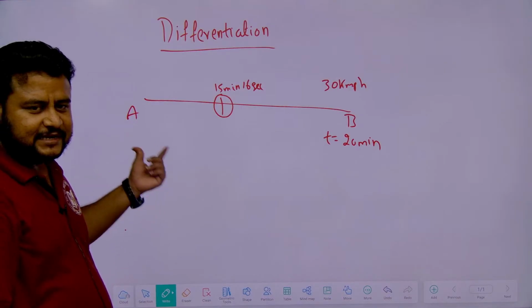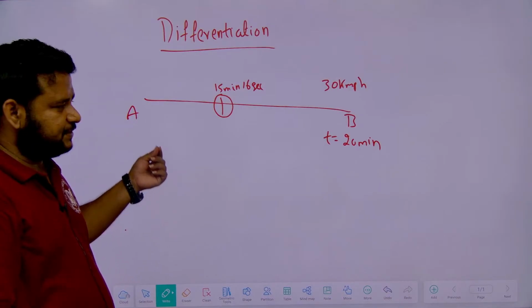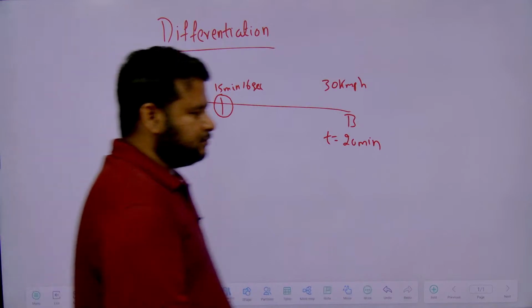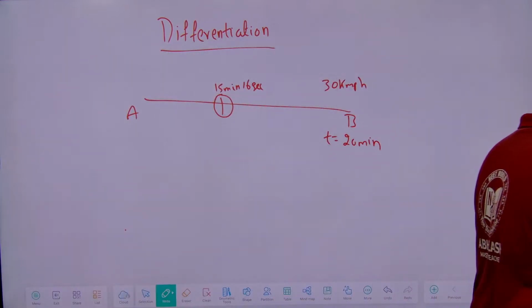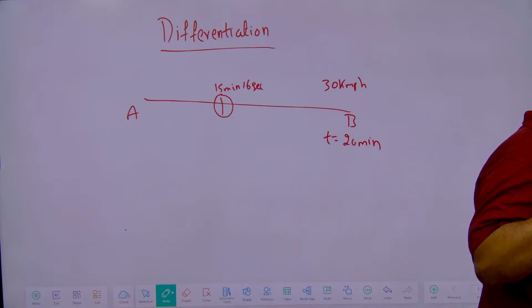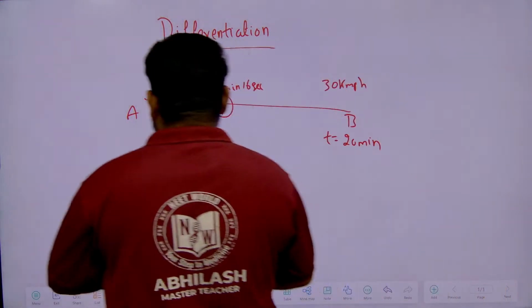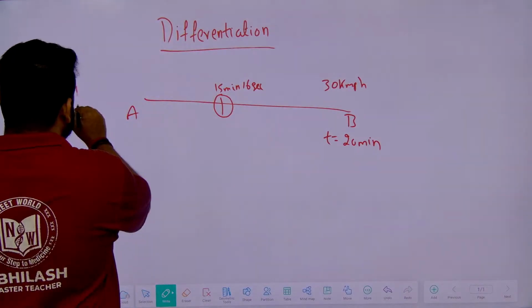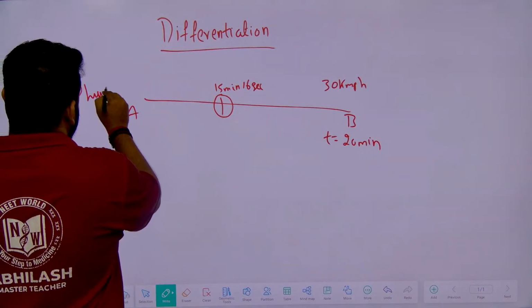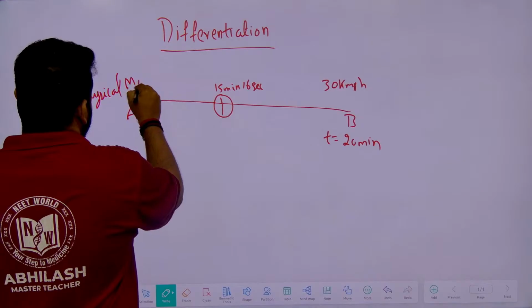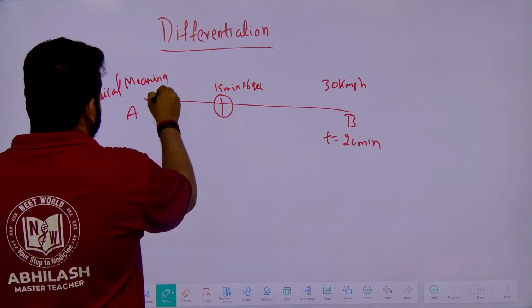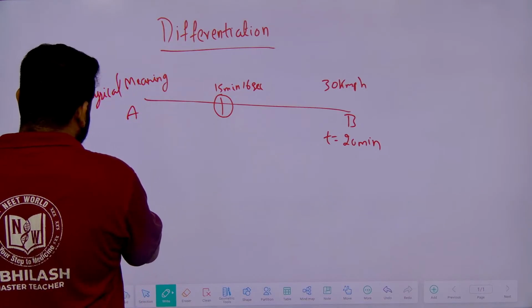At that particular instant, if you want the speed, that is what you will do. This is the normal meaning of differentiation, the normal application of differentiation. This is the physical meaning of differentiation. What is the geometrical meaning? What did I tell you?